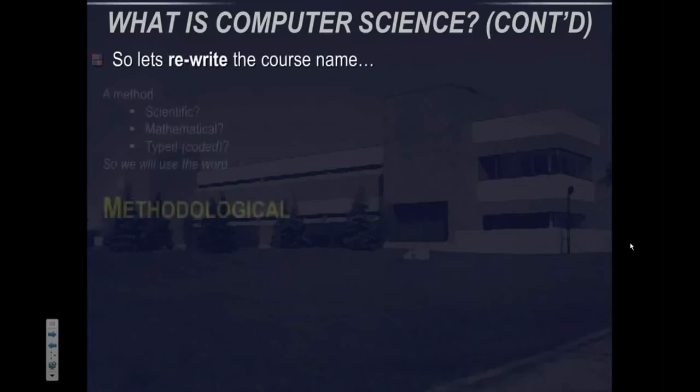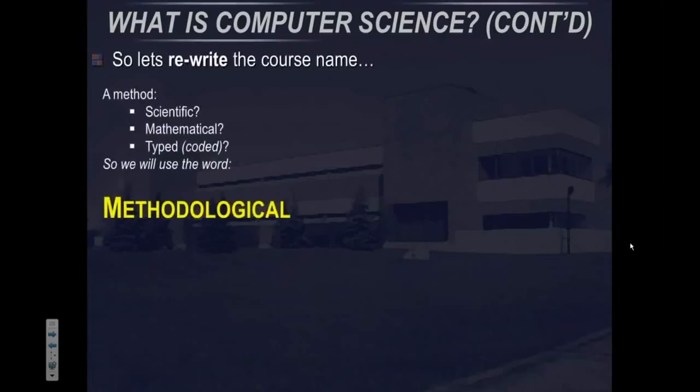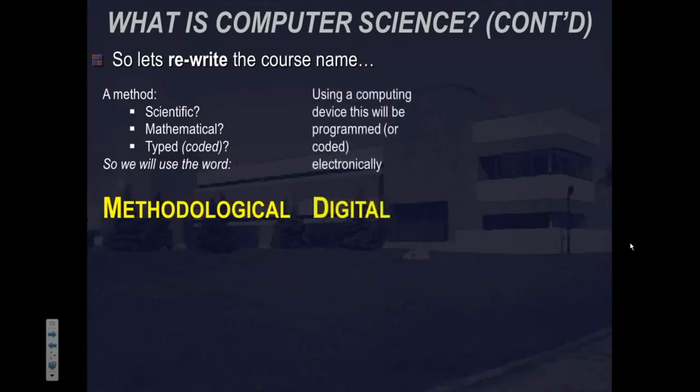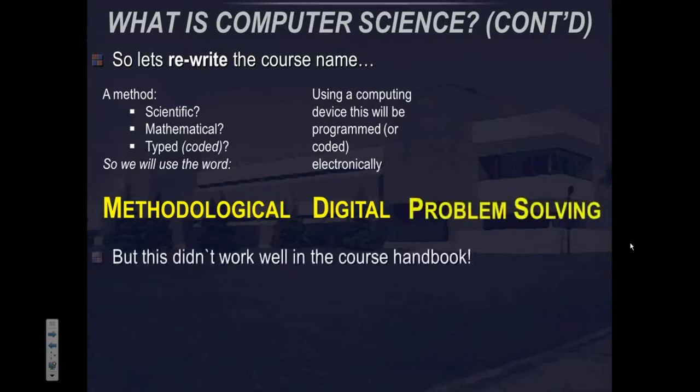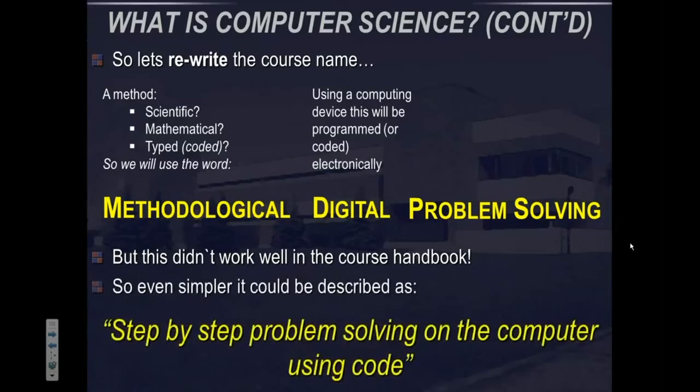So let's rewrite the course name. A methodological, method, scientific, mathematical, typed or coded. So we'll use that word, methodological. Digital, which again does imply a computer, but it implies more than a computer, and that this device will be programmed or coded electronically. Problem solving. But you know what? This didn't work well in the course handbook. So although methodological digital problem solving is more accurate, maybe we could simply describe computer science as step-by-step problem solving on the computer using code.